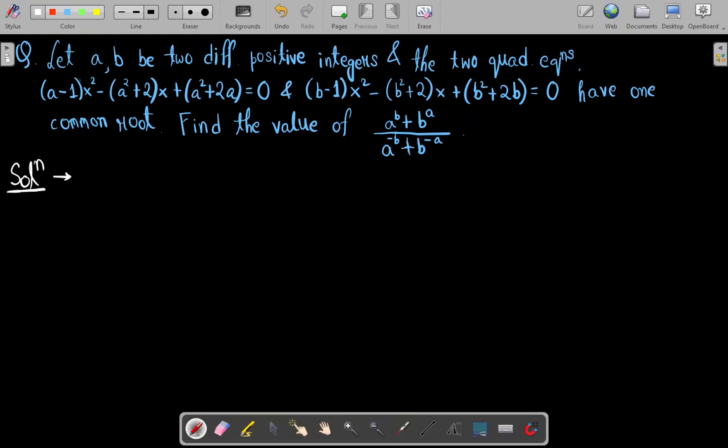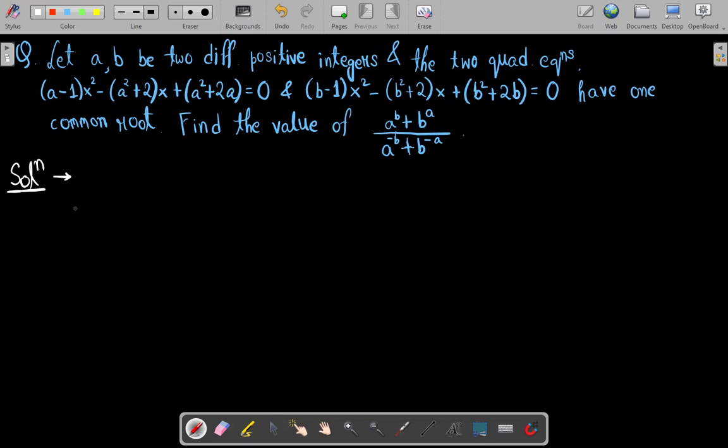Hello everyone. In this question, it is said that if a and b are two different positive integers and the two quadratic equations (a minus 1)x² minus (a² plus 2)x plus a² plus 2a equal to 0, and (b minus 1)x² minus (b² plus 2)x plus b² plus 2b equal to 0 have exactly one common root, then we are to find the value of (a^b plus b^a) upon (a^(-b) plus b^(-a)).